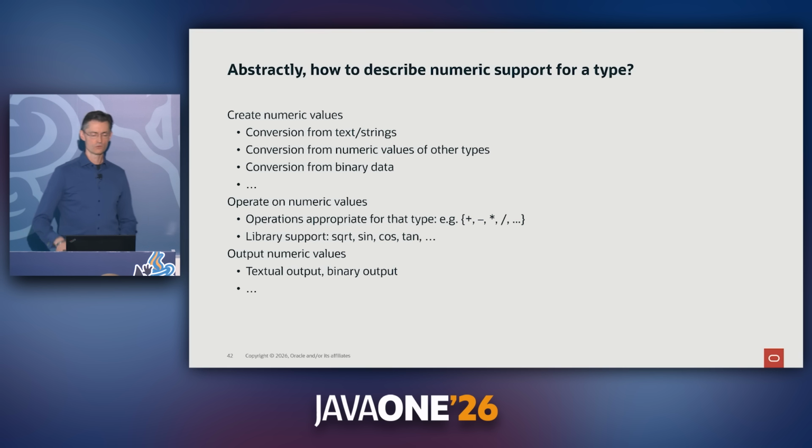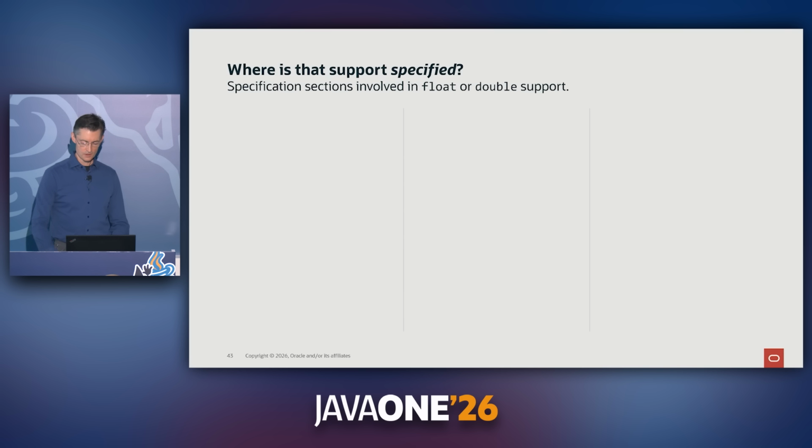So abstractly, what do we need to support a numeric type? We need to create the values from strings, by converting from other values, or from binary data. We have to operate on the values. And finally, we have to do textual output. So the specifications cover all these different areas.